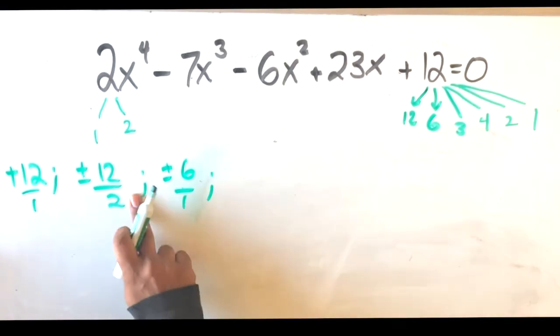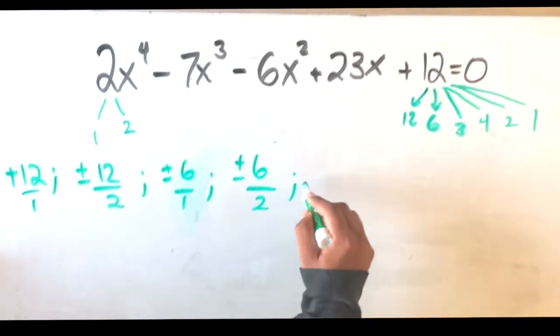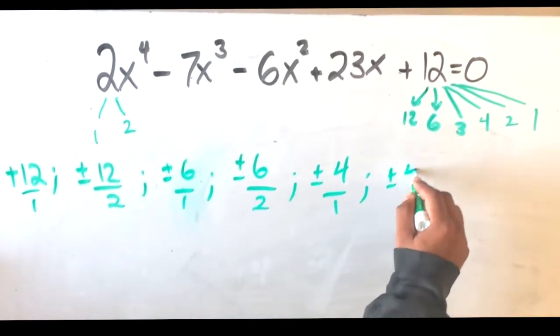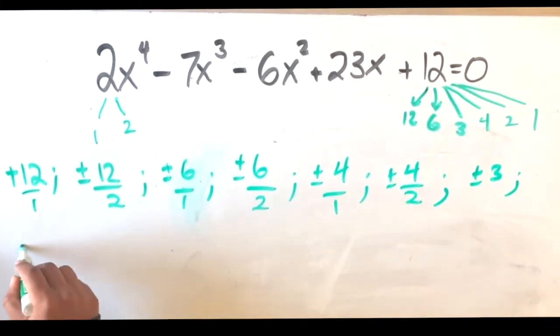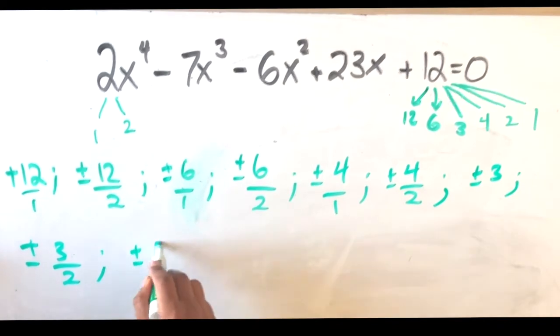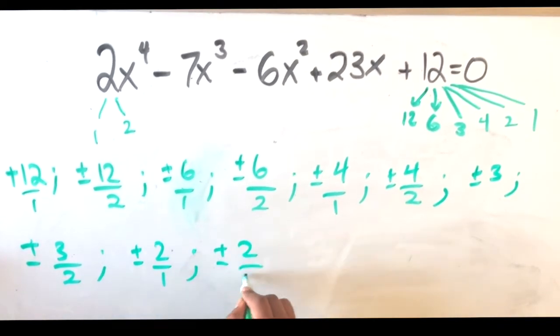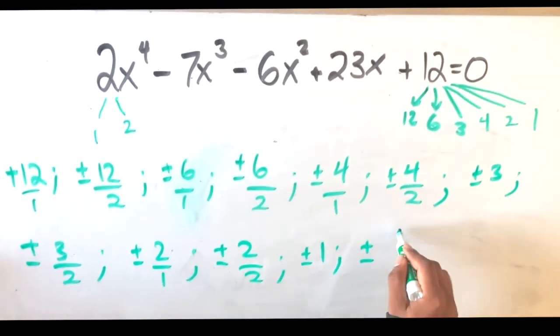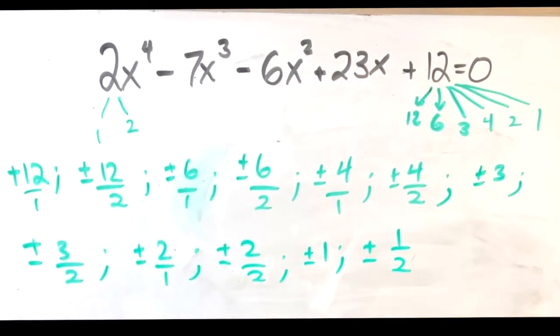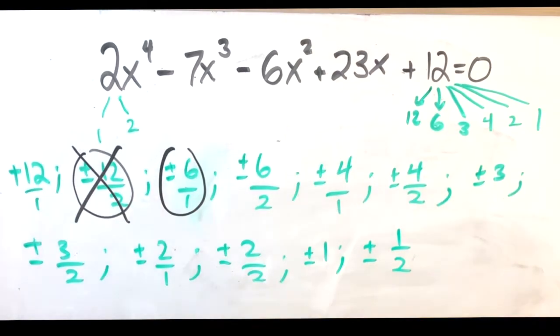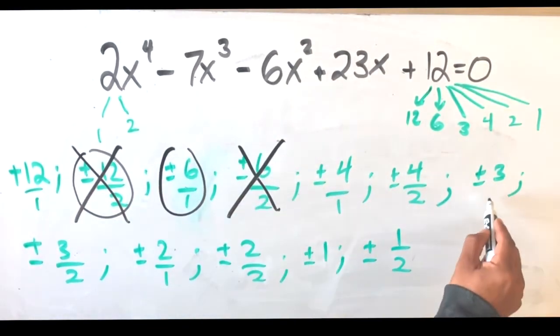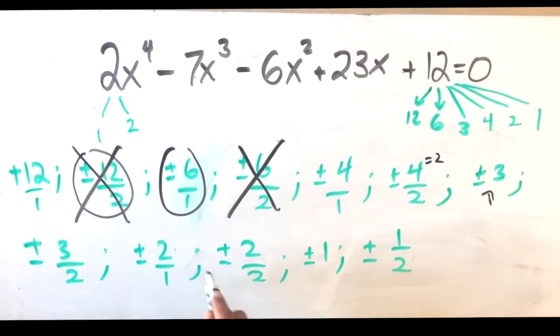So notice I take 12 divided by 1 and 2. I take the next factor of 12 and I divide it, which is 6, divided by 1 and 2. And I continue on with all the factors of 12 divided by all the factors of 2, which are just 1 and 2. You might notice that some of these are actually kind of repeats. So like, for example, 12 over 2 is the same as 6 over 1. So we don't need to do the same thing twice. So I'm just going to cross out all the ones that are equal to each other.